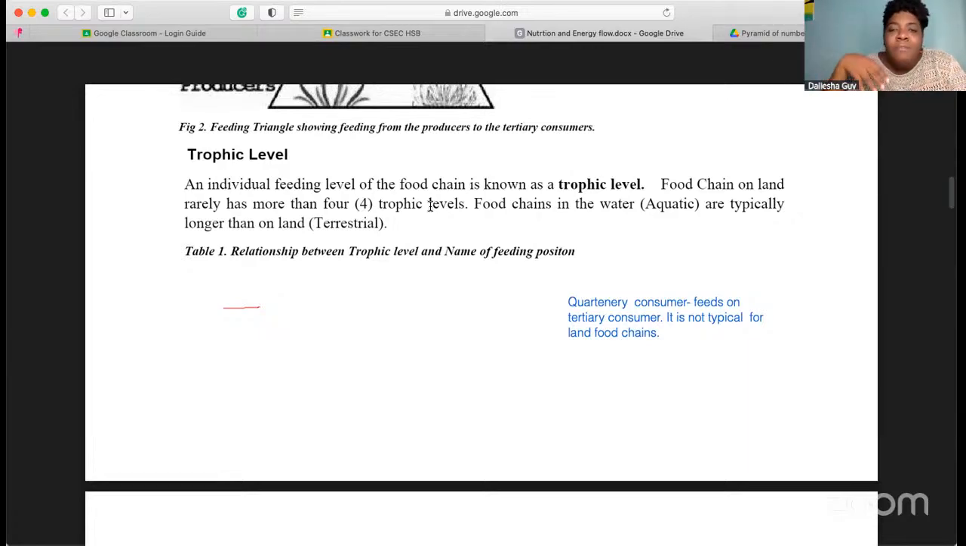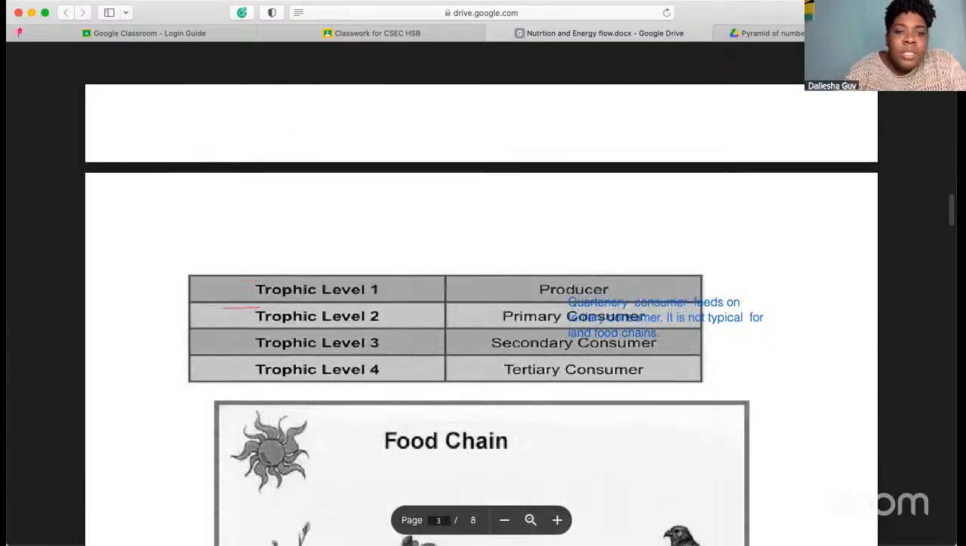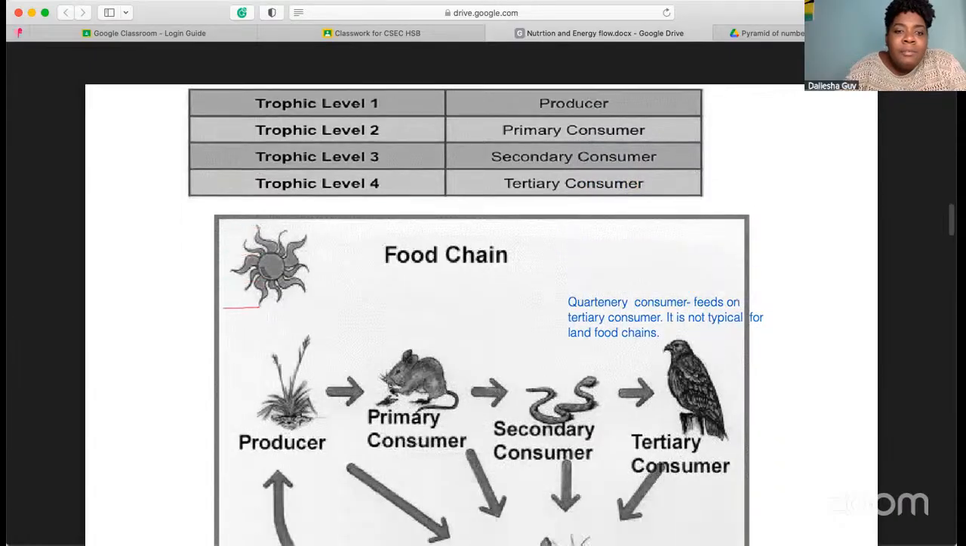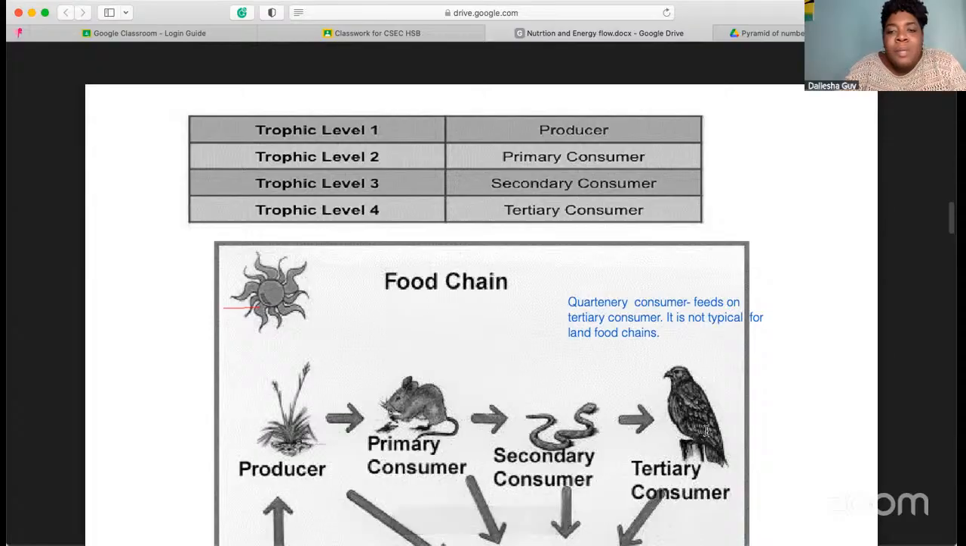On land, they have less, while in the aquatic systems, in the water systems, they are more. All right. So these are our 4 typical levels that we have. We have the producer, the primary, sorry, secondary and tertiary consumer.